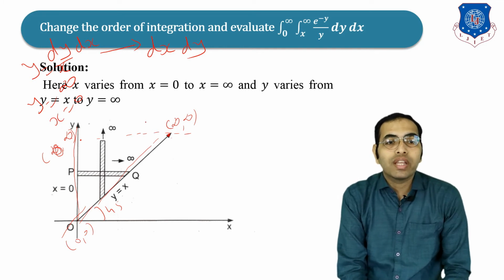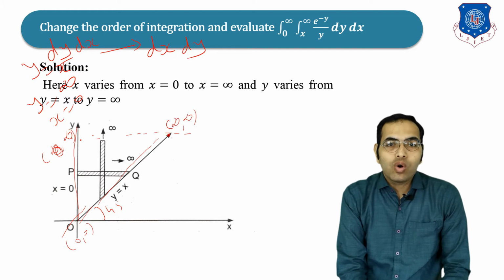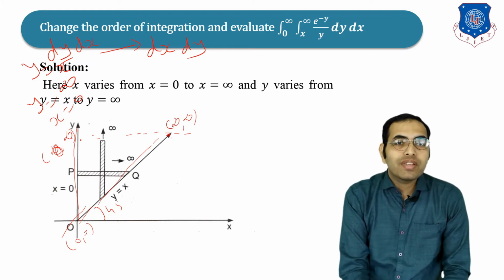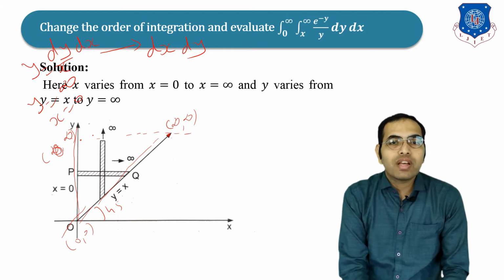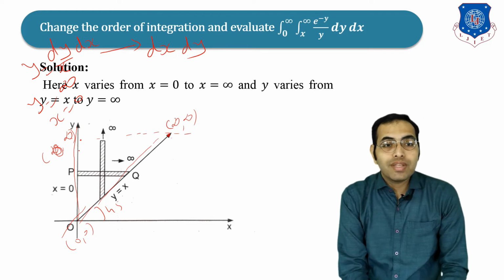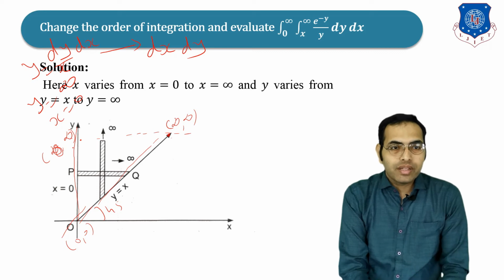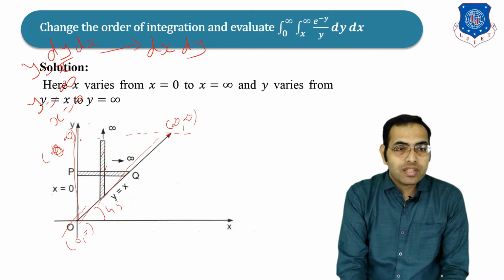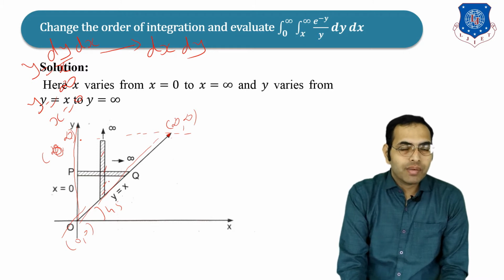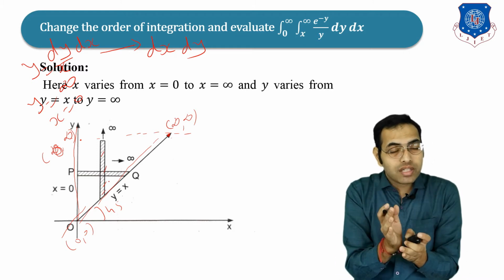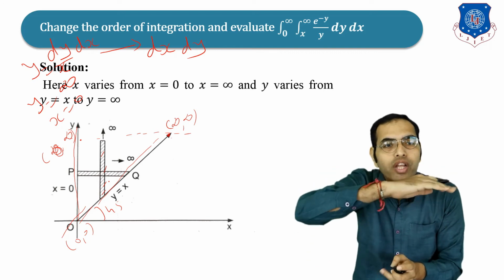Then we have to go for the vertical strip as well as the horizontal strip. Here our limit is given in the form of a vertical strip. If our limit is in the form of a vertical strip, then we go for the horizontal strip.